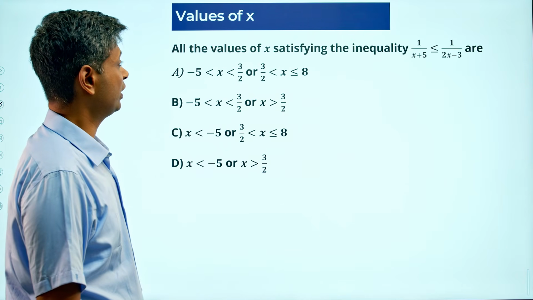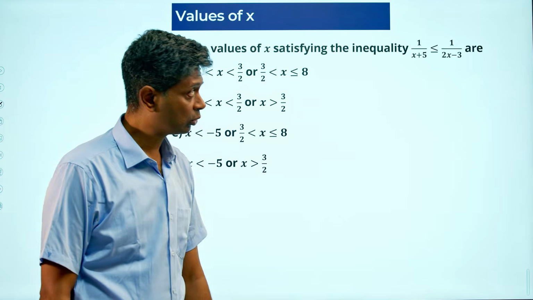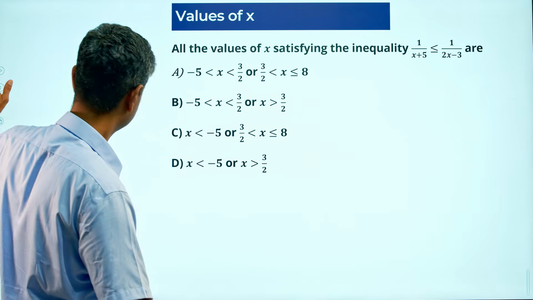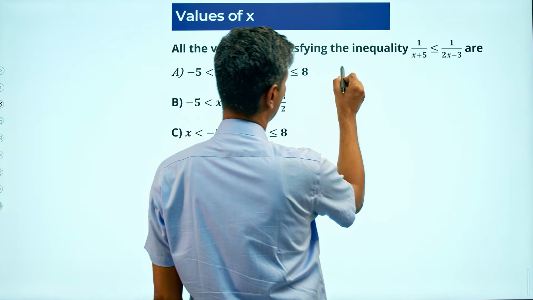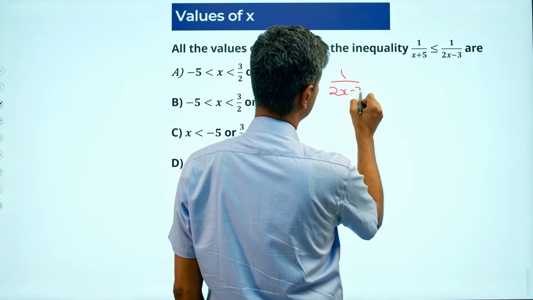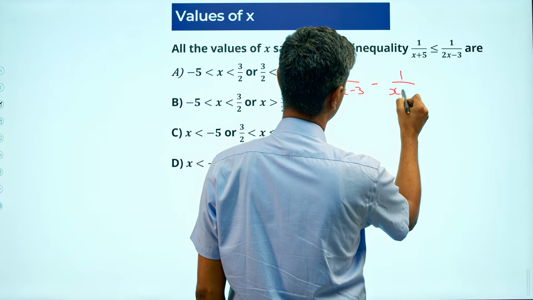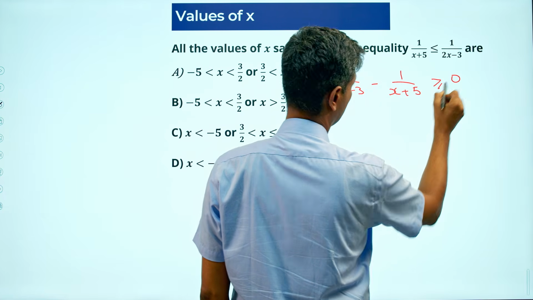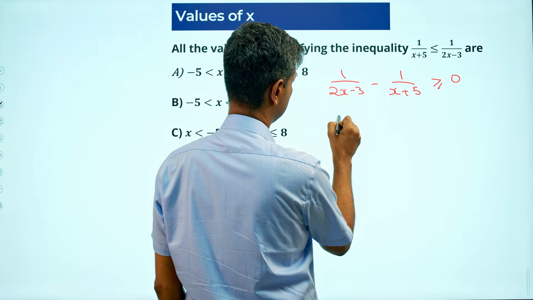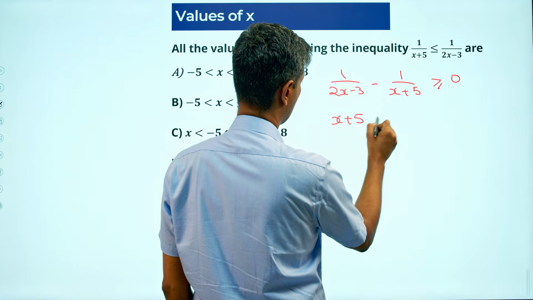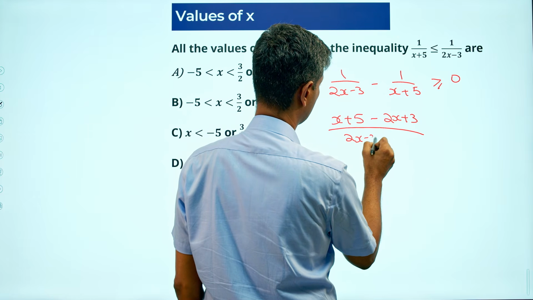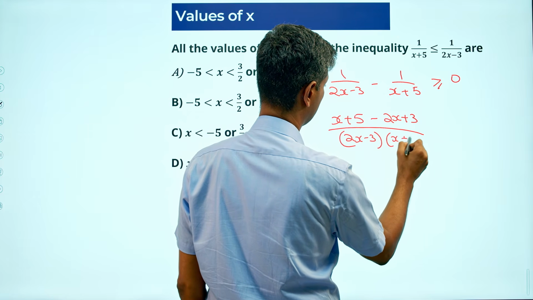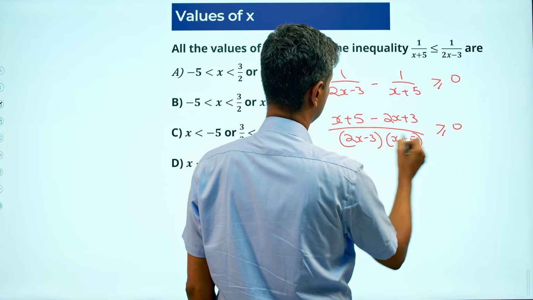All the values of x satisfying the inequality 1 by x plus 5 less than or equal to 1 by 2x minus 3 are. Simplify this. 1 by 2x minus 3 minus 1 by x plus 5 greater than or equal to 0. Take the LCM: x plus 5 minus 2x plus 3 by 2x minus 3 into x plus 5 greater than or equal to 0.